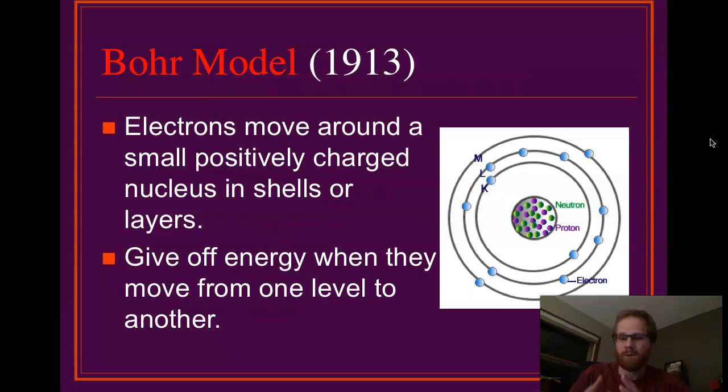All right. So Bohr basically said, hey guys, there's not just positively charged protons in the nucleus, there's also these things called neutrons. And Rutherford, you were kind of right. There are electrons in these things called orbitals. But orbitals aren't just arranged in random rings, they're actually arranged in these things called energy levels. And you're going to hear me talk about that a lot in our upcoming units.